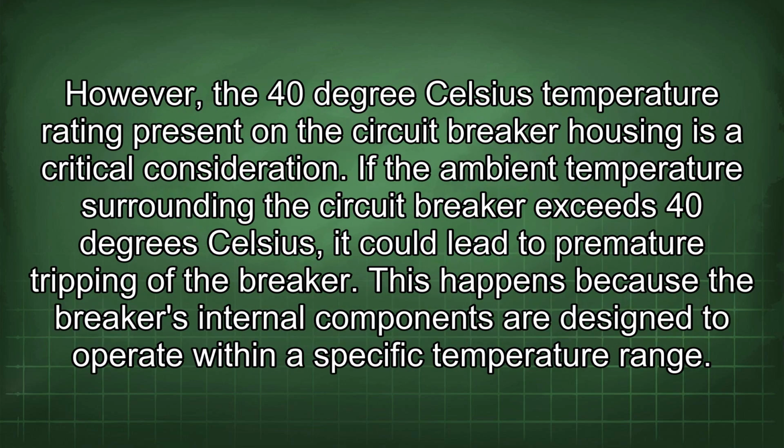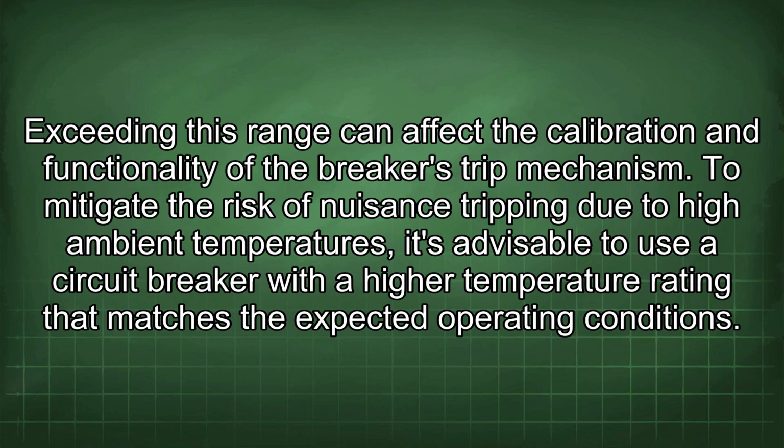However, the 40 degrees Celsius temperature rating present on the circuit breaker housing is a critical consideration. If the ambient temperature surrounding the circuit breaker exceeds 40 degrees Celsius, it could lead to premature tripping of the breaker. This happens because the breaker's internal components are designed to operate within a specific temperature range. Exceeding this range can affect the calibration and functionality of the breaker's trip mechanism. To mitigate the risk of nuisance tripping due to high ambient temperatures, it's advisable to use a circuit breaker with a high temperature rating that matches the expected operating conditions.